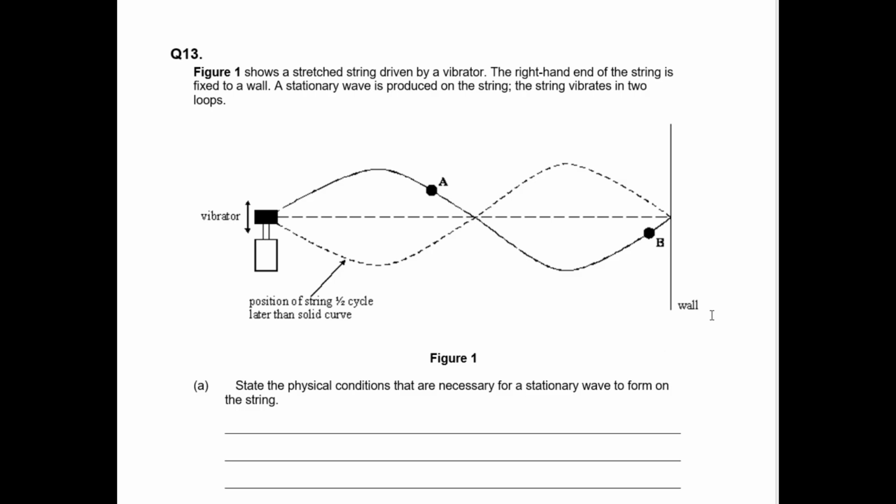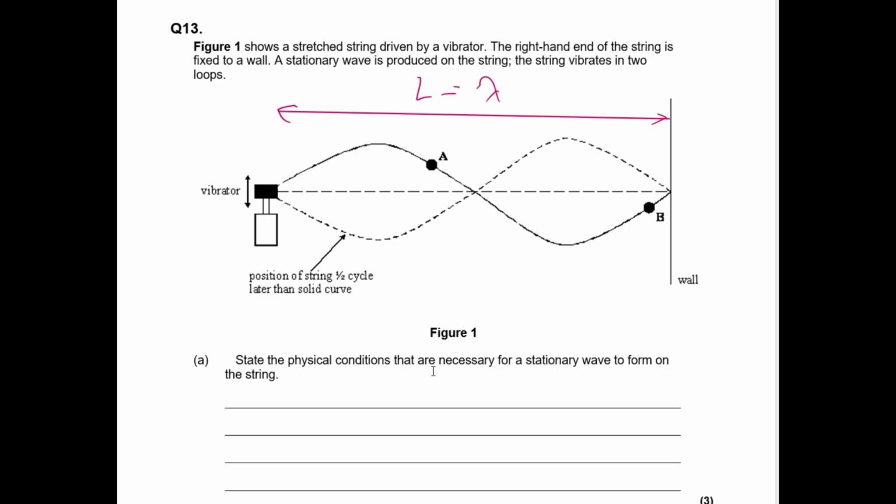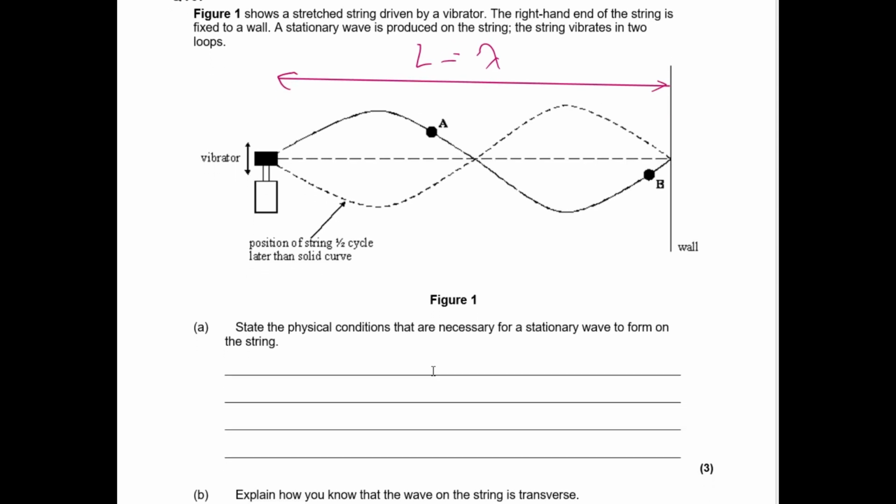Hello, 8. So this question, structured question on stationary waves. Figure 1 shows a stretched string driven by a vibrator. The right-hand end of the string is fixed to the wall. The stationary wave is produced on the string. The string vibrates in 2 loops. So what we got here, that's your L. And in this case, L is actually equal to lambda because it's the second harmonic. So, okay, state the physical conditions that are necessary for a stationary wave to form.